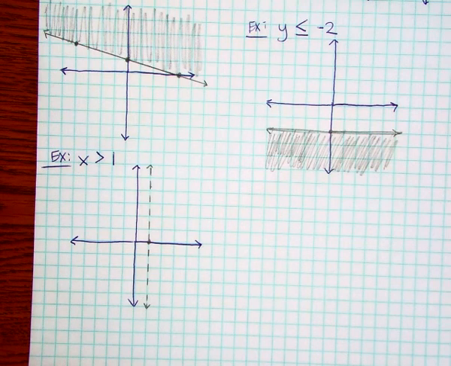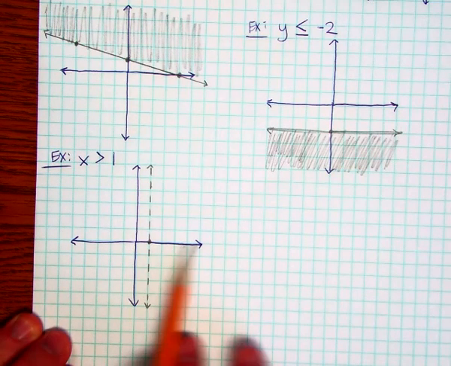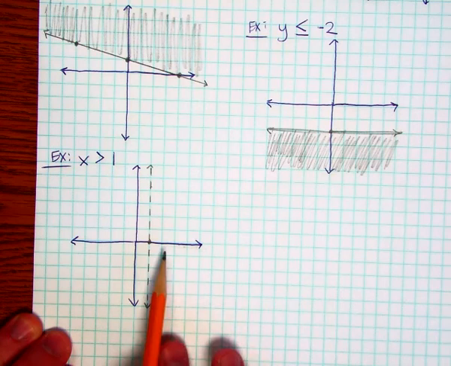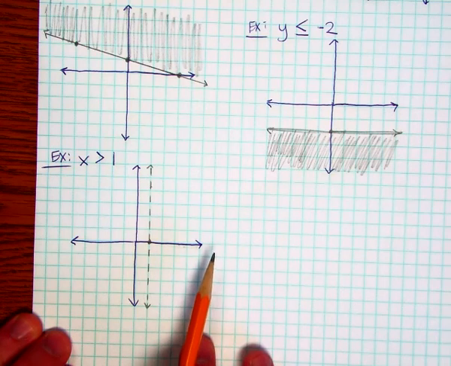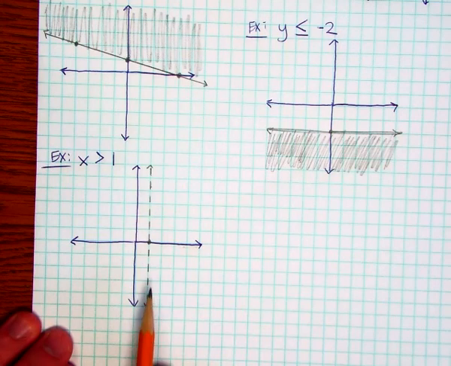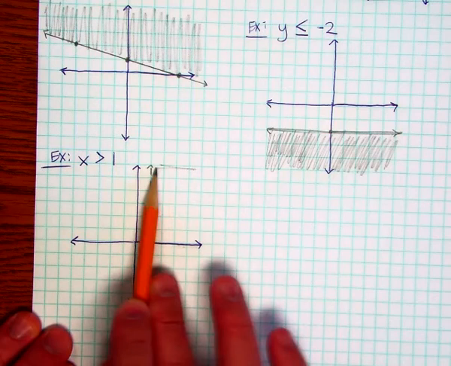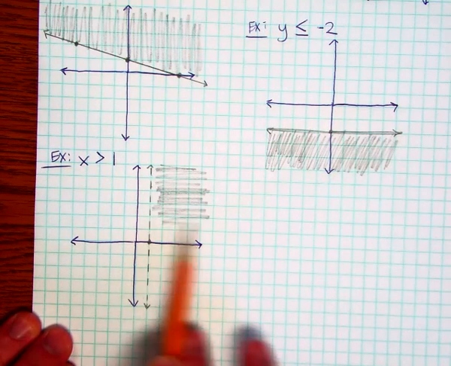Good. She said you're going to shade to the right because the right side, and she's talking about the x-axis now, the right side is where everything's bigger. These are the positive numbers. Left would be all the negative numbers. So since I have a vertical line, there is no above and below, there's just left and right. Greater than would be to the right. So we're going to shade in everything on the right.